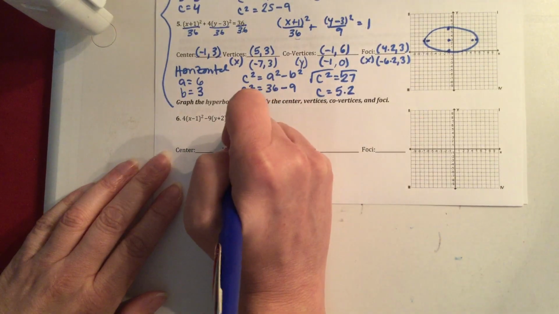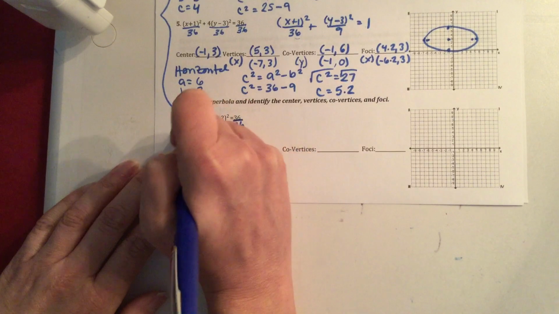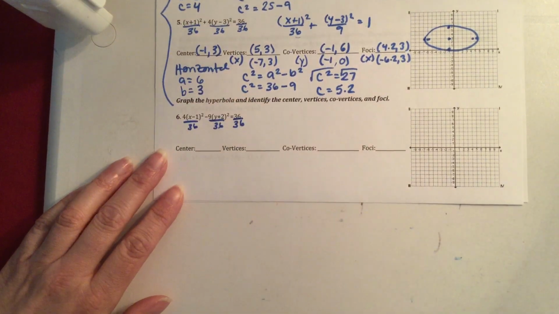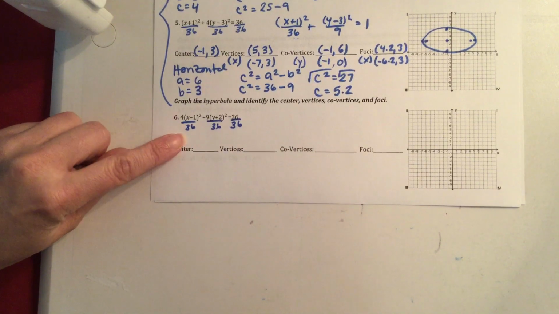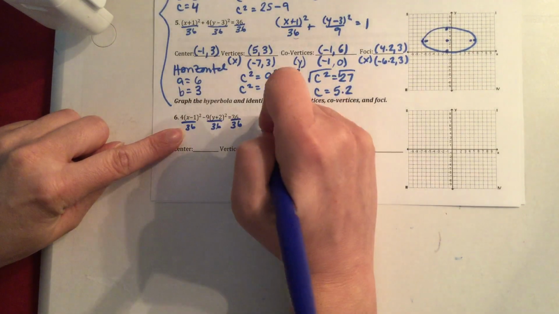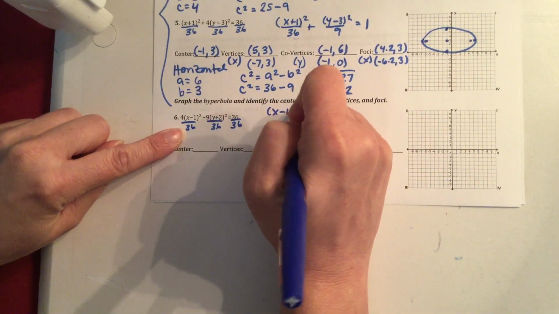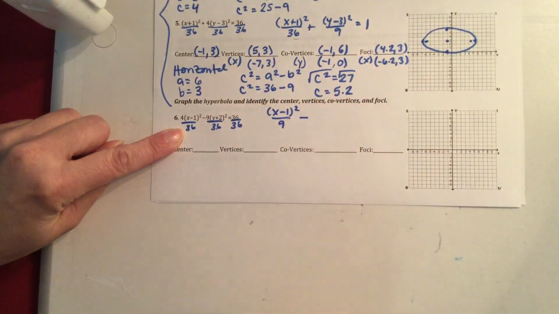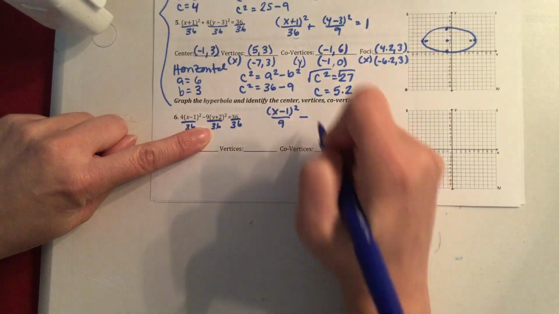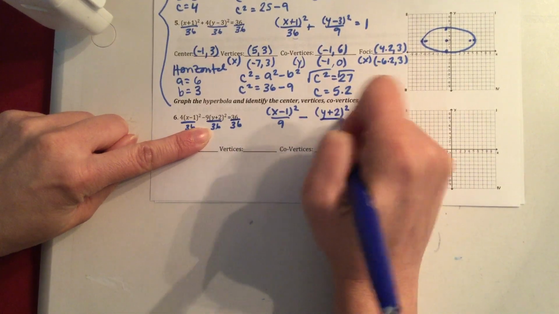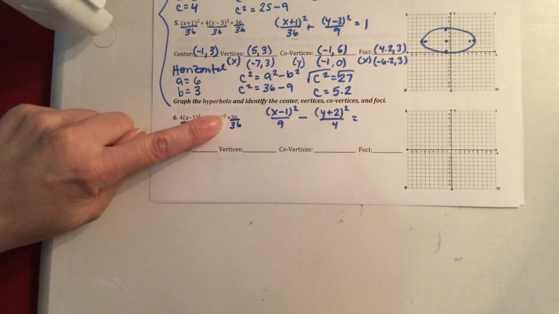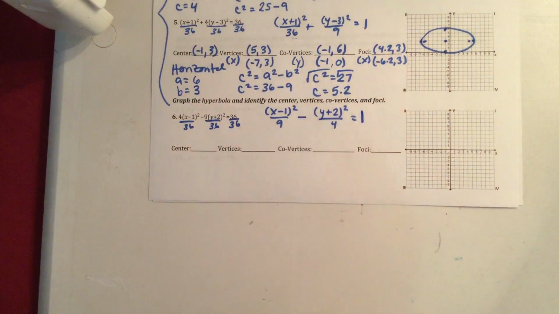So step 1 here for this hyperbola is I have to go ahead and divide everything by 36 because I need this to be a 1. 4 over 36 is the same as 1 over 9. So it's x minus 1 squared over 9 minus. 9 over 36 can be reduced to 1/4. So it's y plus 2 squared over 4 equals 36 over 36 is a 1.